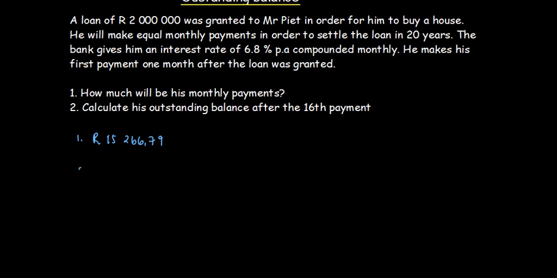Okay, now number two, we want to know what is his outstanding balance after the 16th payment. Usually it's very, very helpful to use a timeline so that you visualize what is going on. If you can remember, we are working from T0, and 20 years is 20 times 12, which gives you 240 months. Now they want to know, after his 16th payment, what is his outstanding balance?